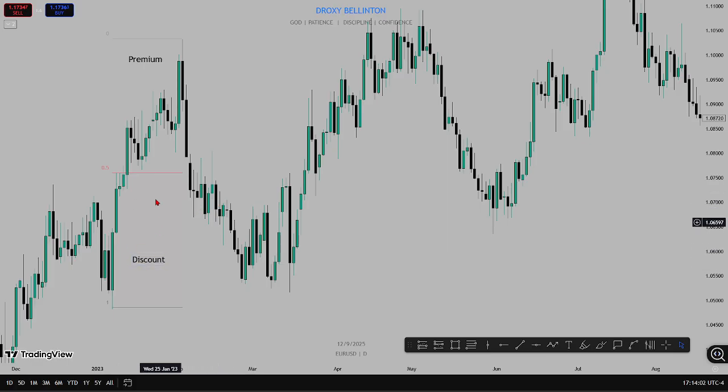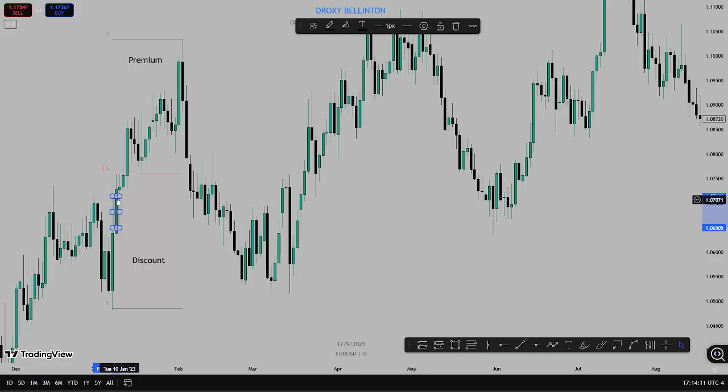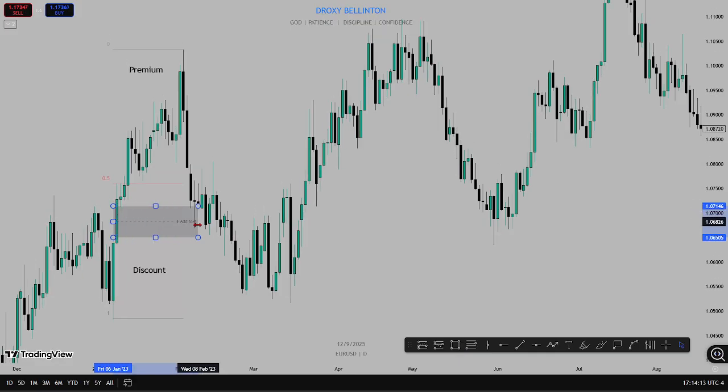So in this discount zone, I can see a PD array like a fair value gap here. That's supposed to support price. Do you understand? This is a fair value gap that's supposed to support price. There's another fair value gap here, but that's not my concern. My concern really is the other block I'm finding here.